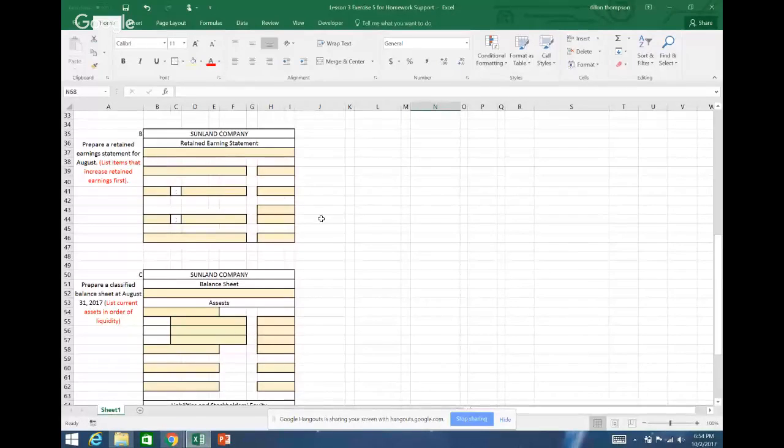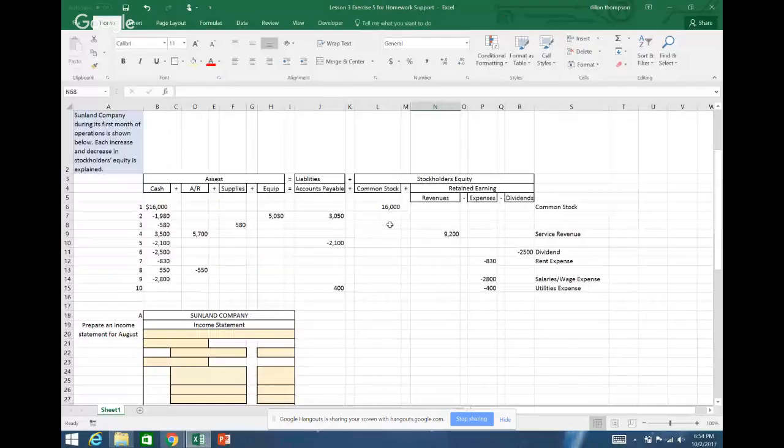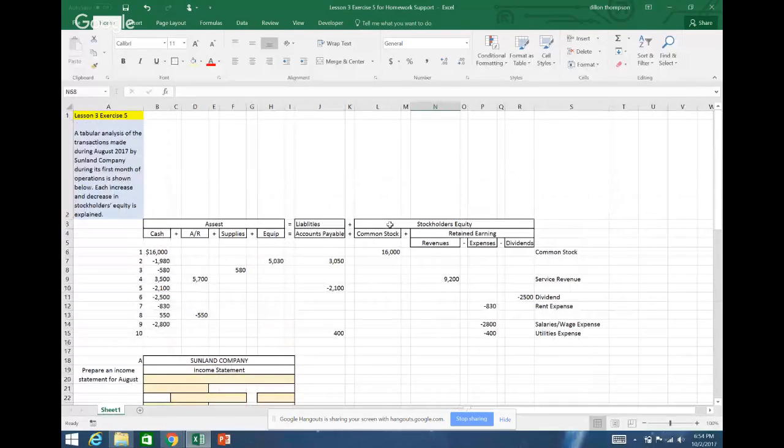What I did is I took it and I put it into Excel, actually. The same question. I'll go to Wiley Plus and show you after we walk through this problem. So up here in the top left, you see that it's lesson 3, exercise 5. And here's all the instructions for it.